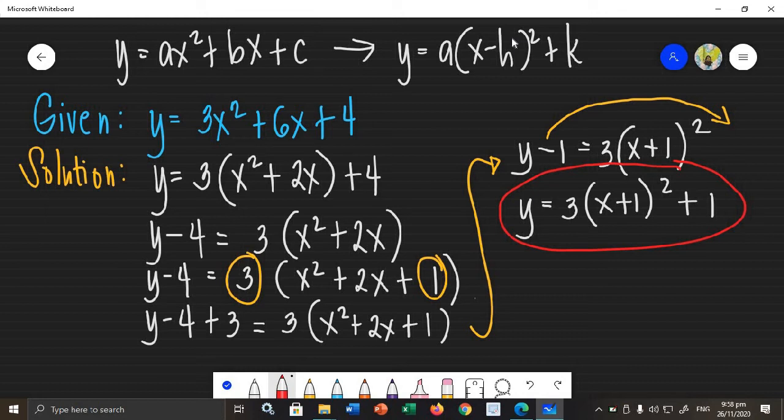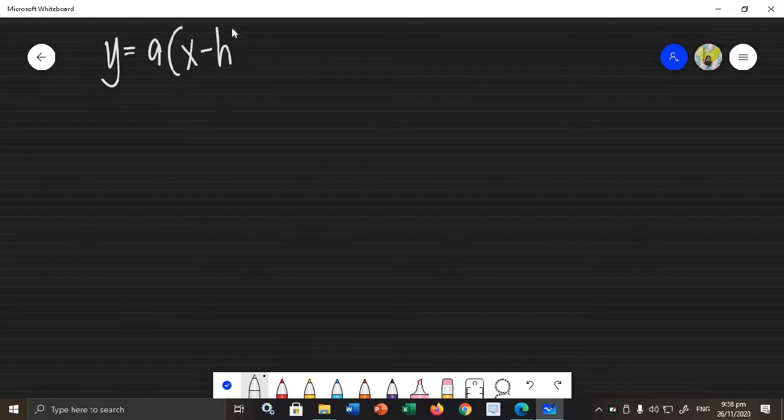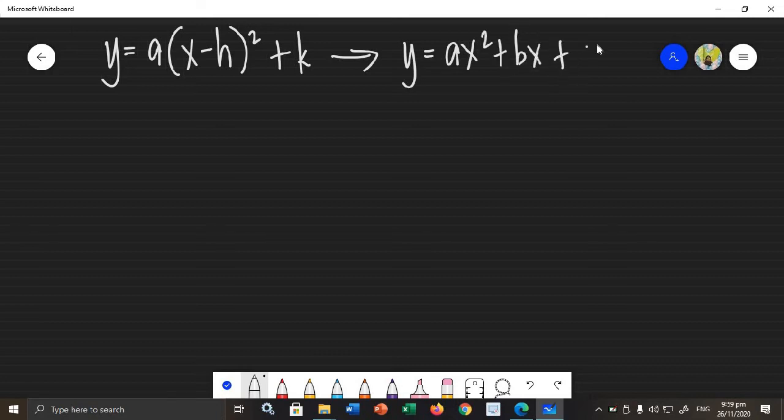How about vice versa? What if we go back the other way? What if we have y is equal to a times the quantity x minus h squared plus k, and we transform it into the standard form of quadratic function, which is y is equal to ax squared plus bx plus c? We will go back to that. What if the given is this form of quadratic function? How do we turn it into the standard form of quadratic function? So let's say, for example, I have the given here.